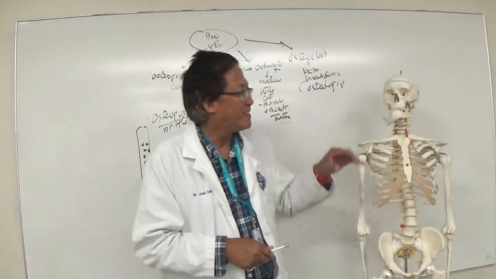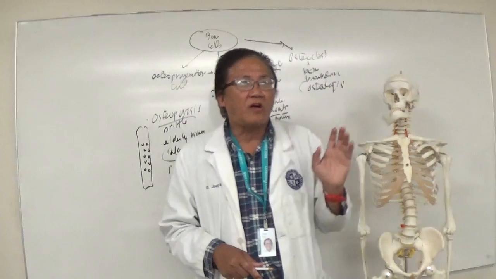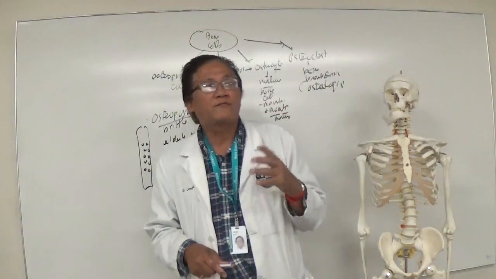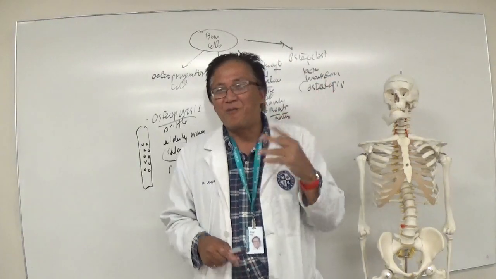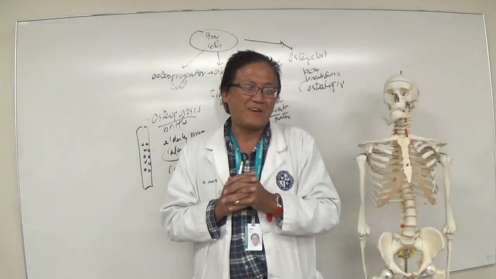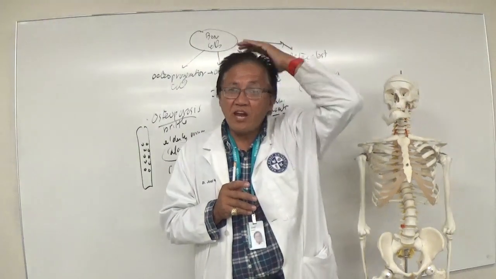I'm just joking, okay? Now, let's start with the exoskeleton. We talked about the skull, right? The skull is made up of 2 parts. What do you call here? Facial bones, because they're in the face, right? What about here? Cranium.